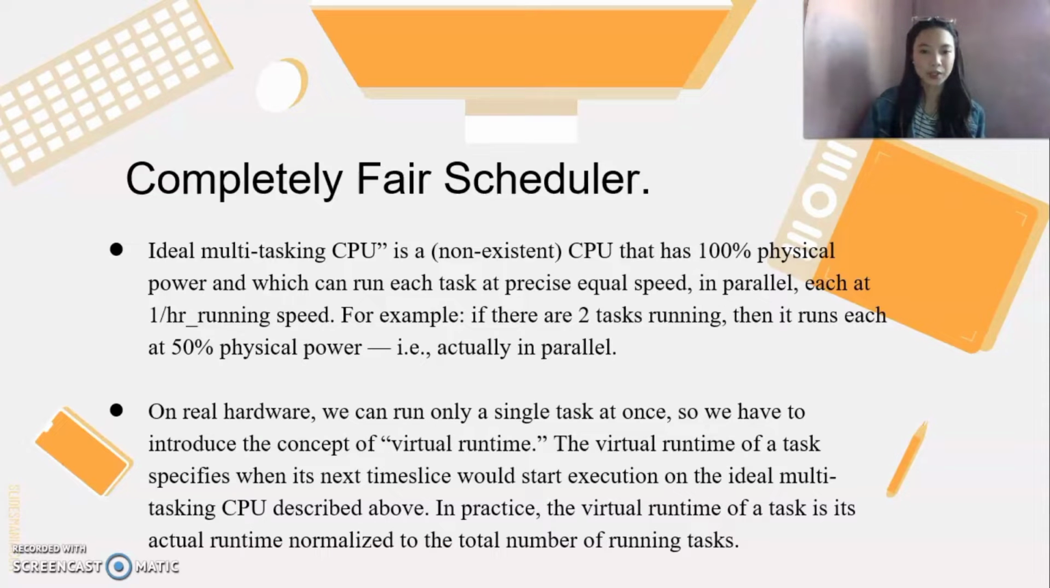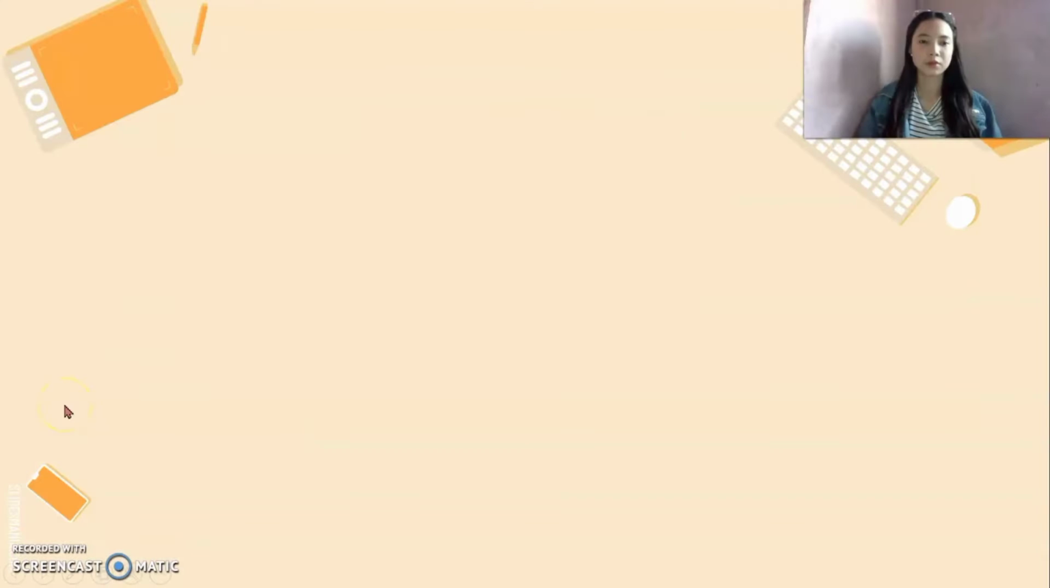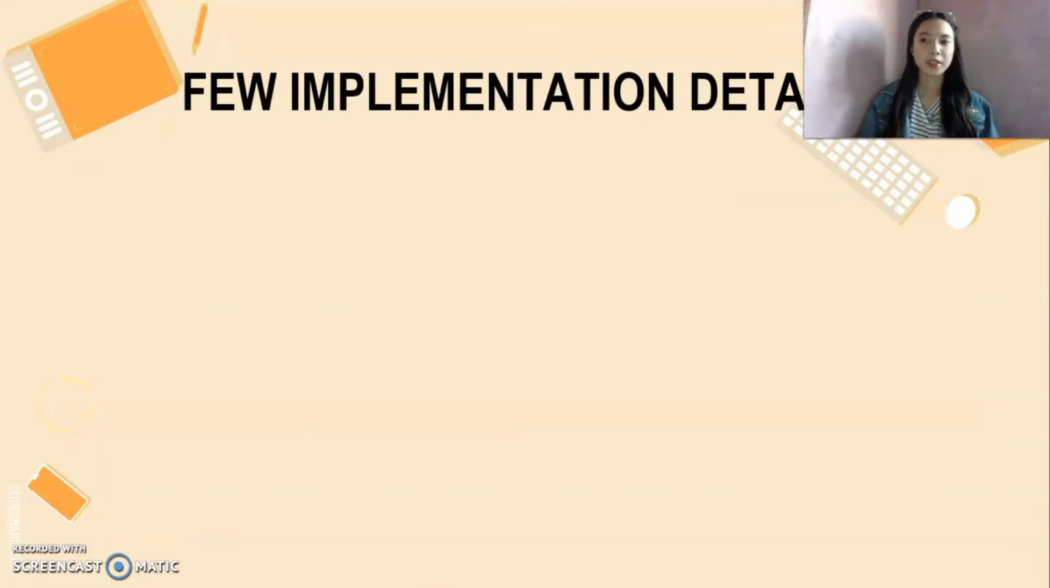On real hardware, we can run only a single task at once, so we have to introduce the concept of virtual runtime. The virtual runtime of a task specifies when its next time slice would start execution on the ideal multitasking CPU described above. In practice, the virtual runtime of a task is its actual runtime normalized to the total number of running tasks.